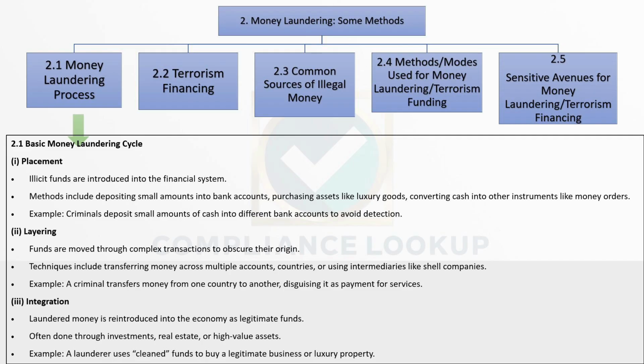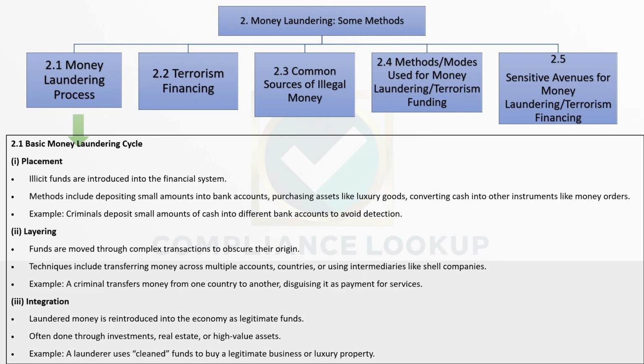Layering: in this stage, the money is moved through complex transactions to hide its illegal origins. Techniques used include transferring funds between multiple bank accounts, often across different countries, or using intermediaries such as shell companies or trusts that obscure the money trail. The goal is to make the money difficult to trace by creating a confusing web of transactions. For instance, a criminal may transfer funds between countries, disguising it as payment for consulting services or other fictitious business dealings, making it harder for law enforcement to trace its origin.